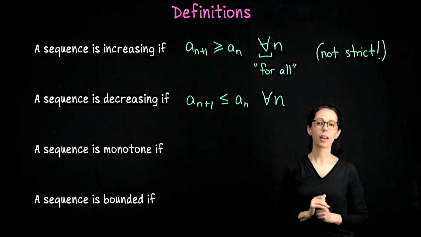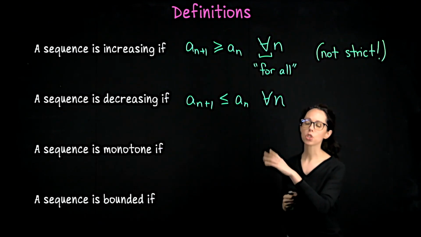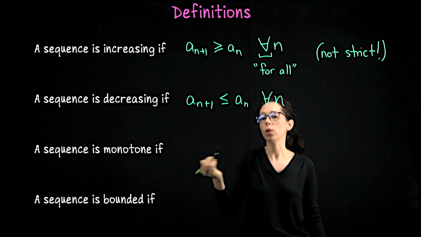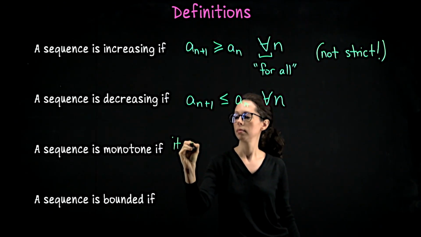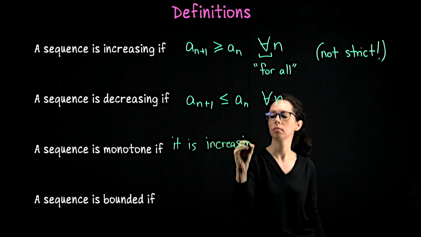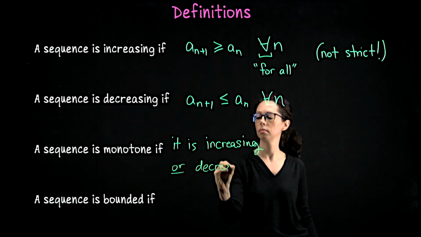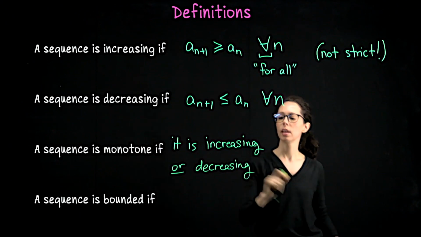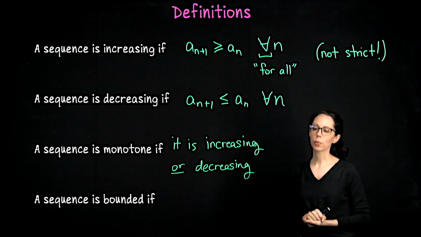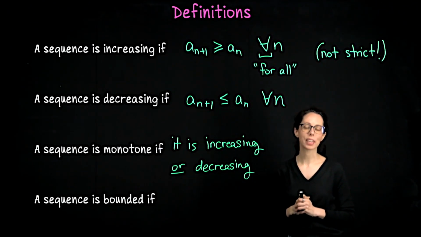Sometimes we don't care if the sequence is going up or going down, but what we care about is it does trend in one direction. So we have this general word monotone. We say a sequence is monotone if it's increasing or decreasing. So a monotone sequence is one that is either an increasing sequence or a decreasing sequence. Sometimes you might say monotone increasing, kind of putting both those words together, or monotone decreasing. I say that a lot as well.